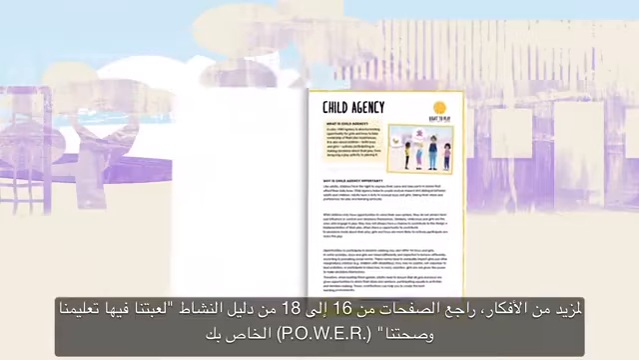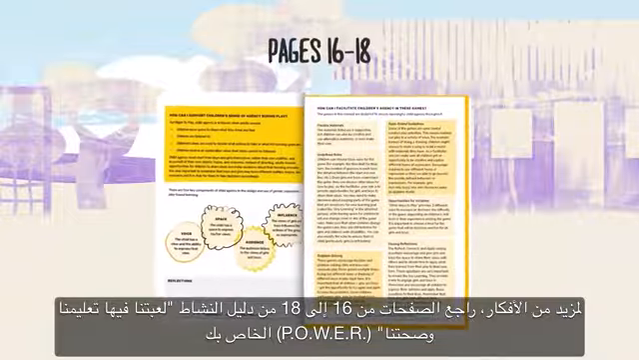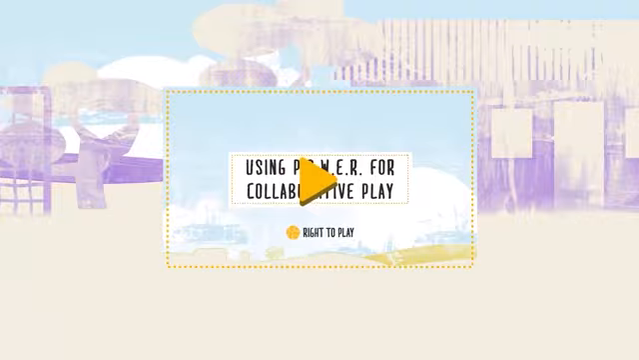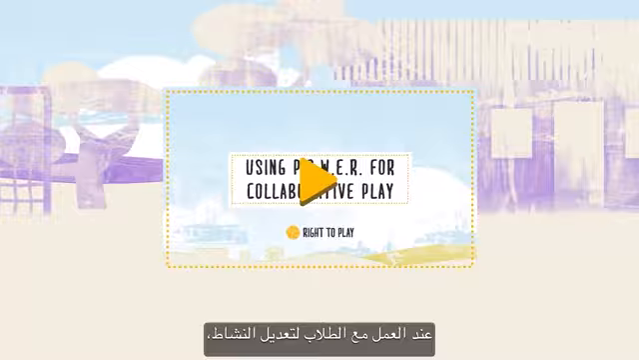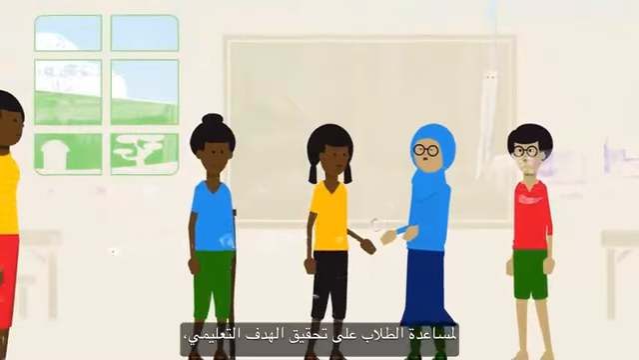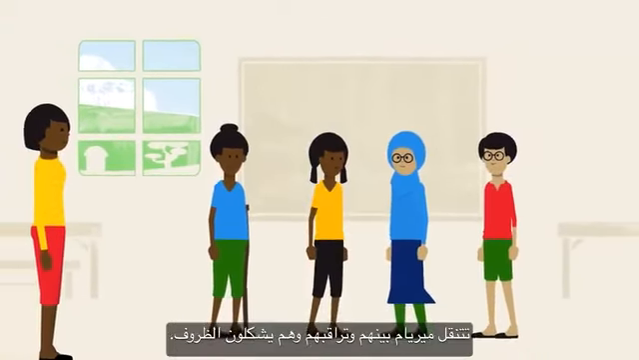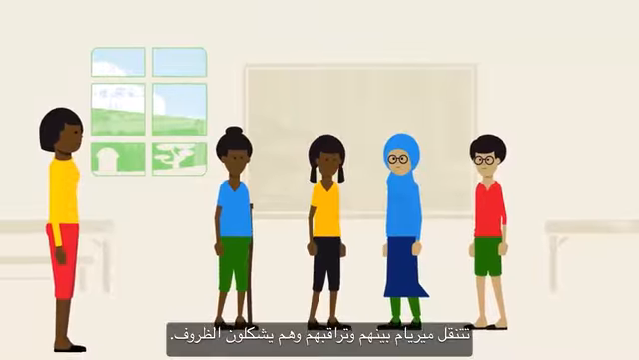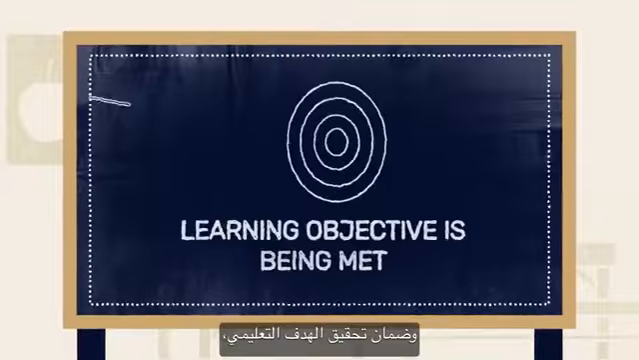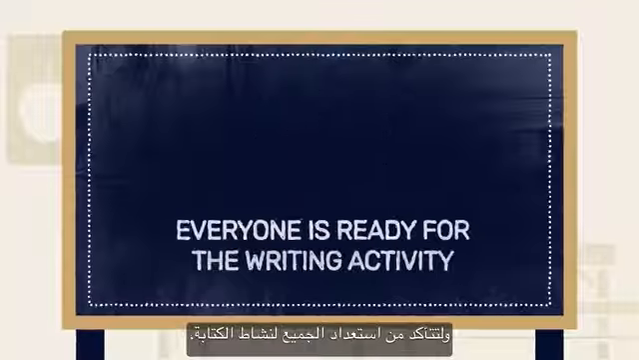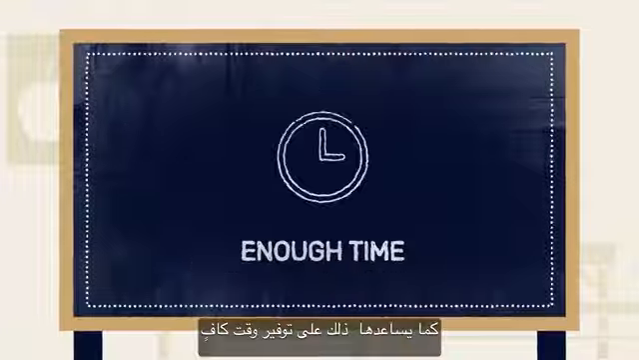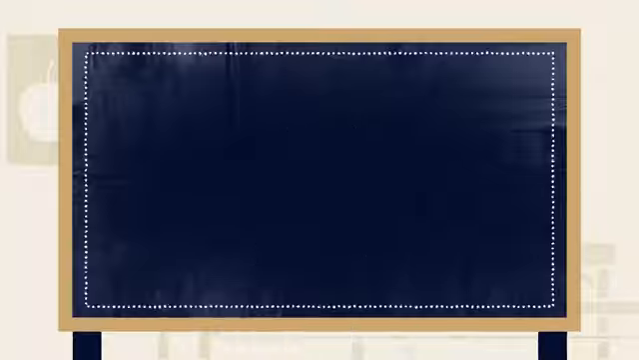For more ideas, check pages 16 to 18 of your Power Manual and the video called Using Power for Collaborative Play. As you work with students to change the activity, make sure it still meets the learning objective. To help students meet the learning objective, Miriam moves around and observes them form adverbs. This lets her know how to best offer support, make sure the learning objective is being met, and make sure everyone is ready for the writing activity. She also makes sure there's enough time for the guessing game and writing activity.